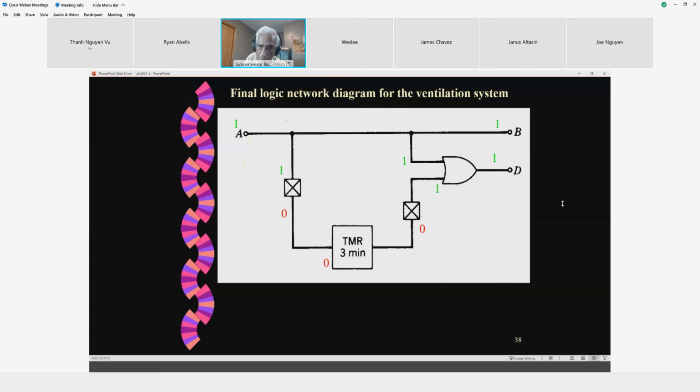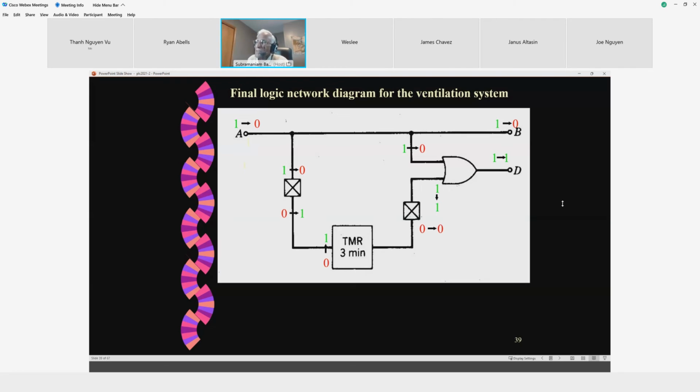Now, let's assume A has become a 0. B will become a 0. That's what the process requires. How about the fan? A becoming 0, one of the inputs to the OR, the top one, has become a 0. The bottom is also 0, so the fan is going to die.